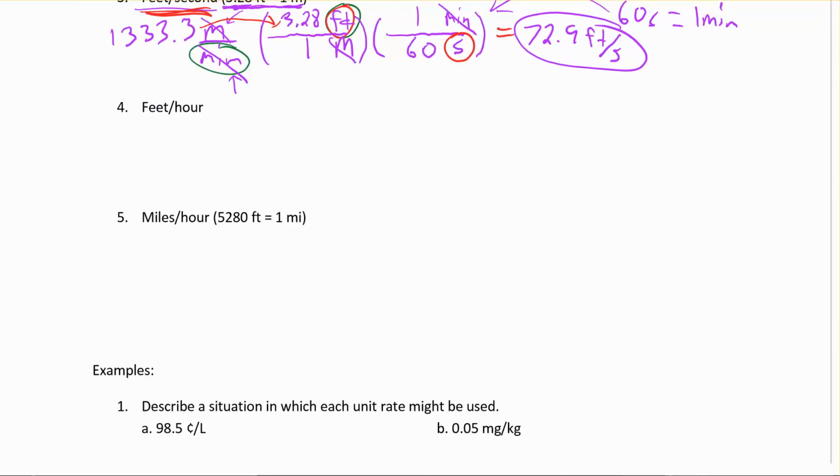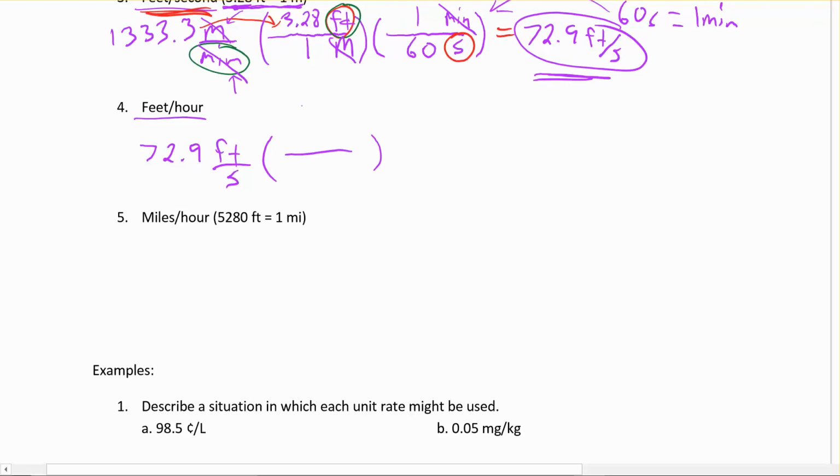Okay, so I'm going to get you guys to try 4 and 5. So I'll just kind of start you off. So the way we would start, again, you could start from any number you wanted to, but this seems like a good number to start from, the one we just found here. Let's say 72.9, and we're in right now units of feet per second, and we want to be in feet per hour. So I'm going to start you off here.